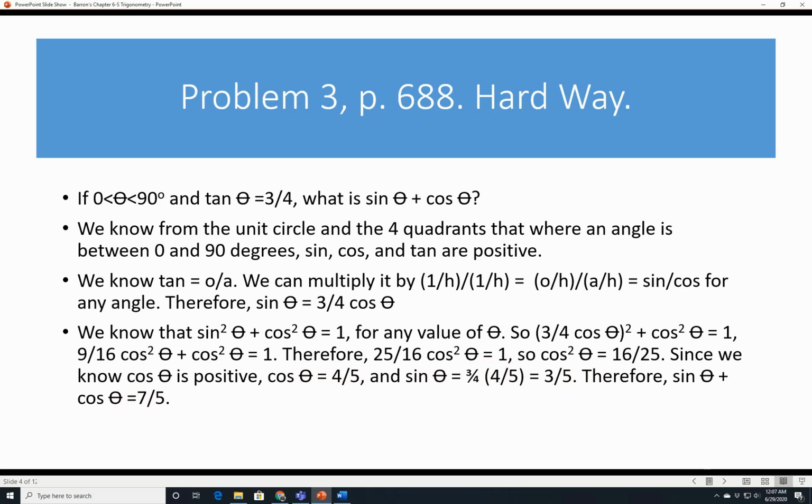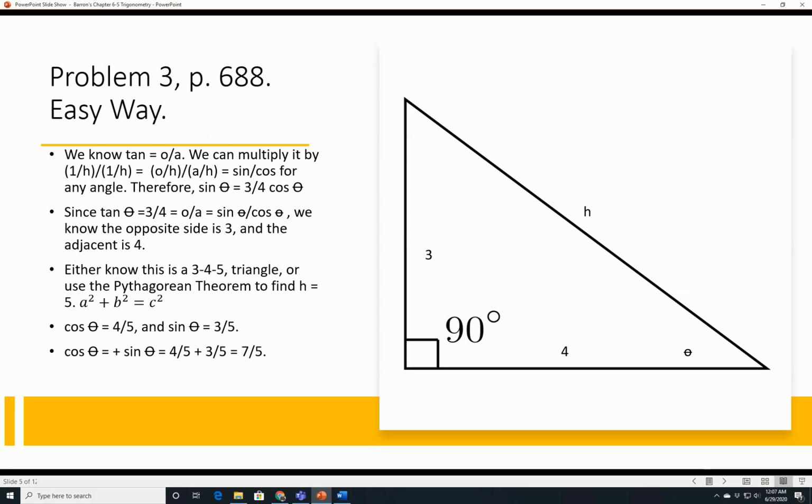Now, despite how fast I went through that, that actually took longer to do than the easy way, which I'll show you in just a second. Problem 3, page 688, done the easy way. We know that tangent is equal to the opposite over the adjacent. So here, if we're looking for the tangent of theta, that would be 3 over the hypotenuse. And so again, we can multiply it and do the same thing we did before.